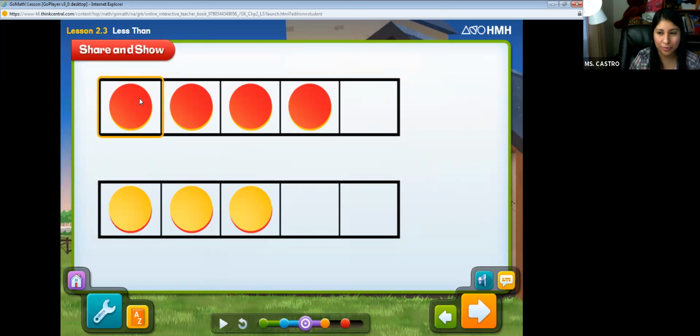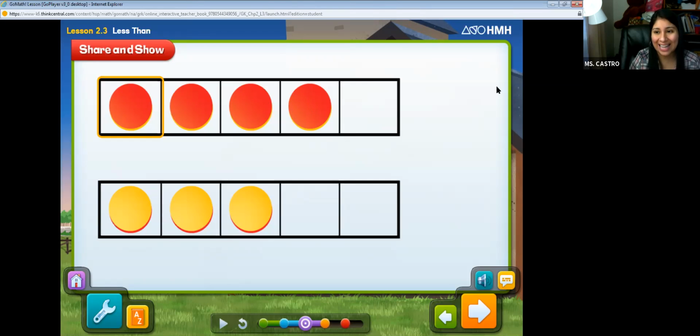All right, the video's frozen again, so I'll take over. So we're going to count the red counters. We have 1, 2, 3, 4. So we have at the top 4 red counters. Now we're going to count the yellow. 1, 2, 3. At the bottom, we have 3 yellow counters. So we have 4 counters on top, 3 on the bottom.